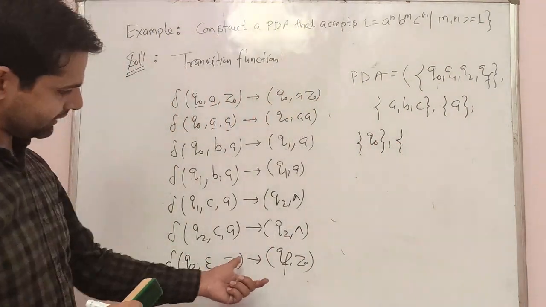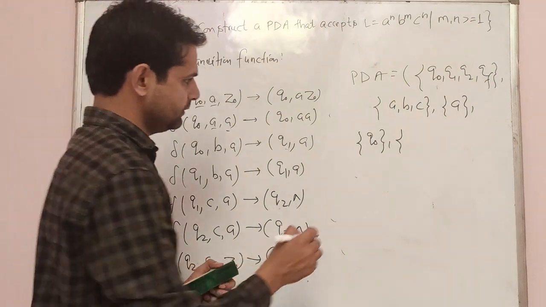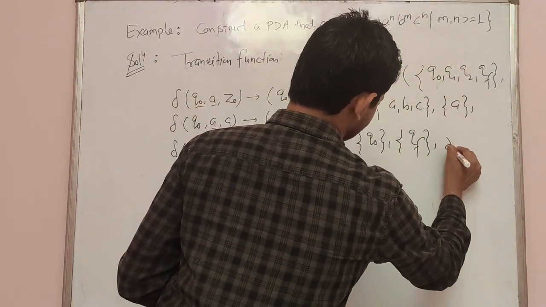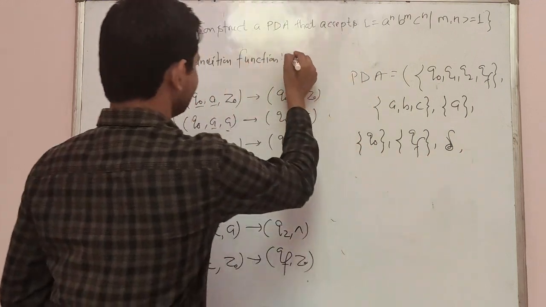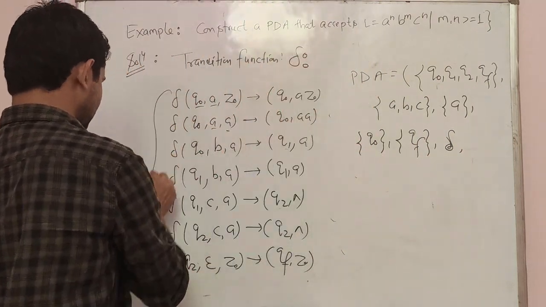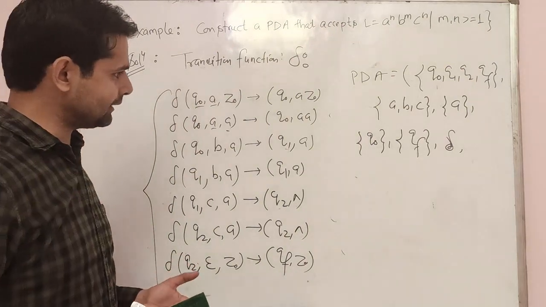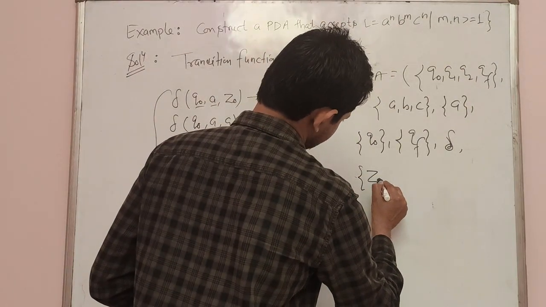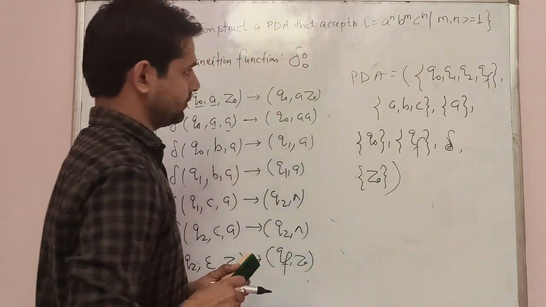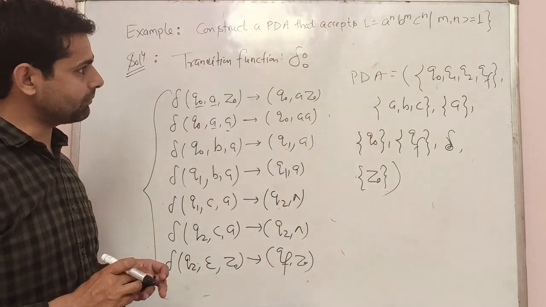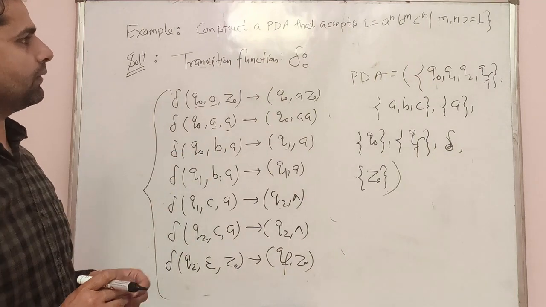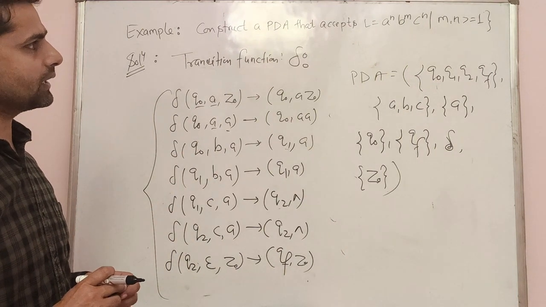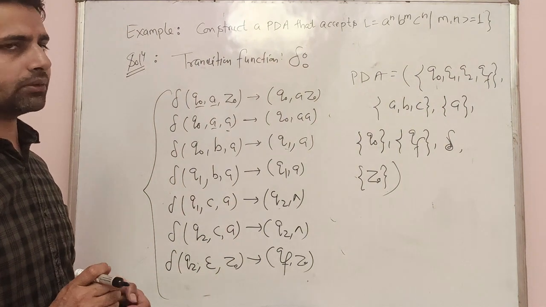Then we will write the set of final states. The final state is only Qf, right? It is Qf. Then we can write the transition function. It is already defined. This complete set is the transition function. Then at last we will write the stack initial symbol, that is Z0. So this is the complete solution for the language a to the power n, b to the power n, c to the power n.